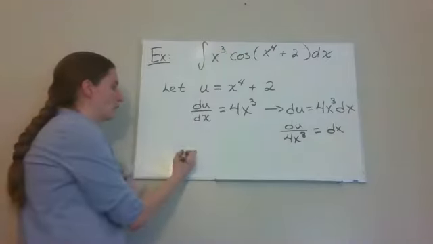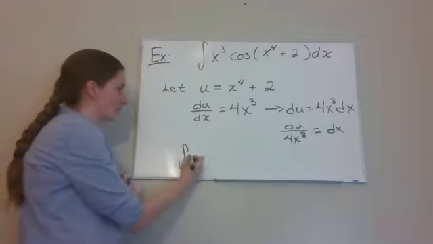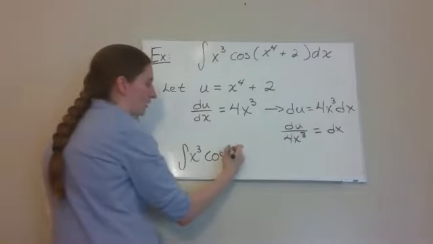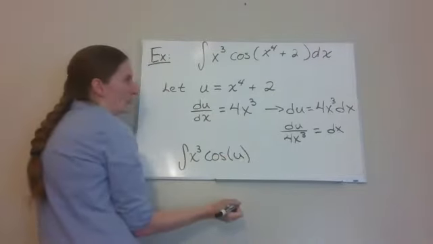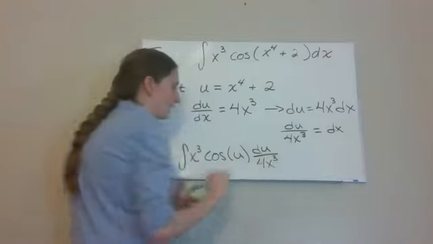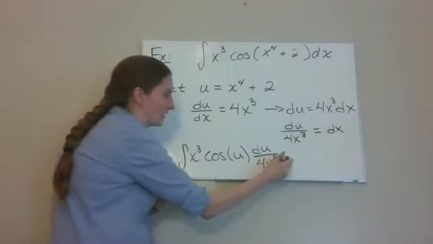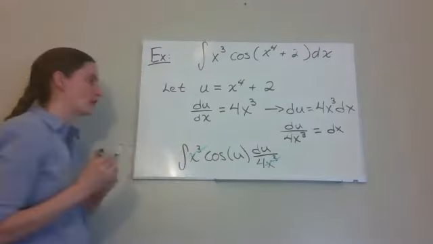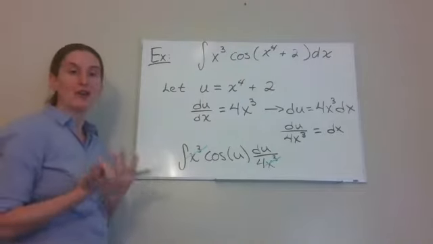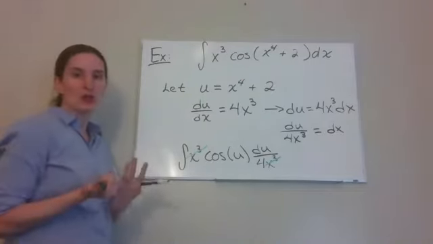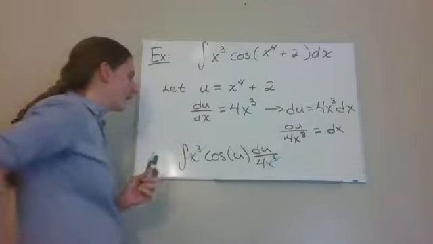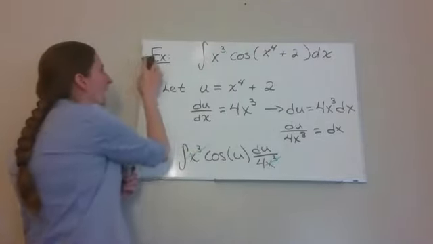Then a lot of my students really like to take the original problem, plug the u in, so I'm going to have x to the 3rd cosine of u, and then replace the dx with what dx is equal to. Now, when you do it this way, you should get cancellation. That x to the 3rd and that x to the 3rd completely cancel out. If you've done your substitution correctly, you should only have u's left in the problem at this point. You don't want to have u's and x's, so all the x's should cancel out.